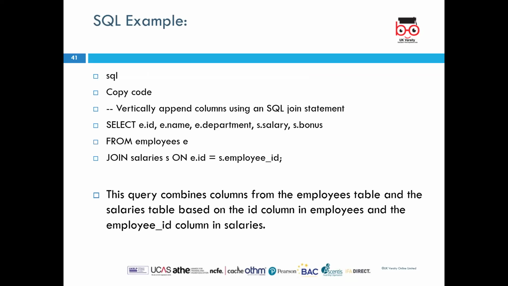SQL example: we can now see with the vertical appending of columns, we're now using a SQL join statement. So this query will now combine columns from the employees table and the salaries table based on the ID column in employees and the employee ID column in salaries.